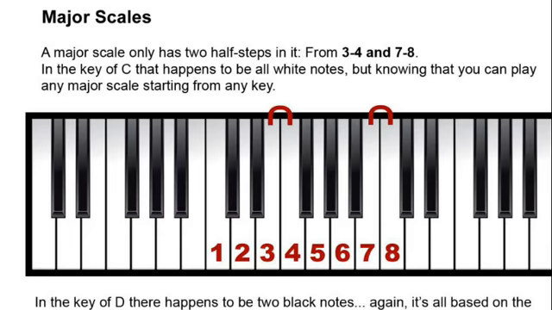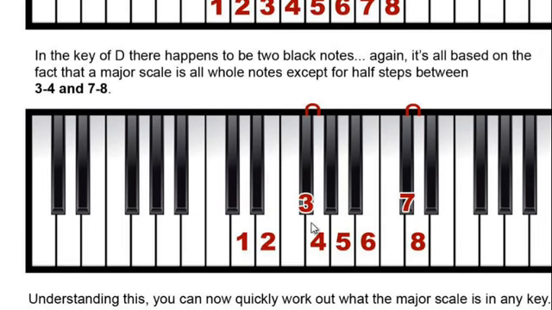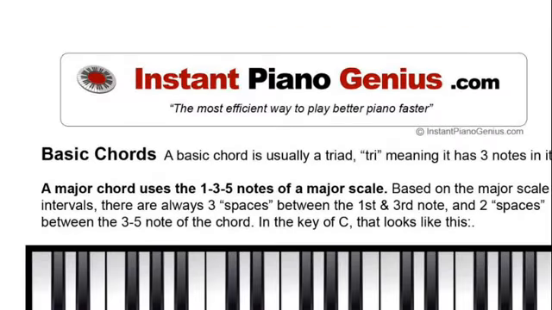Now that 3, 4, and 7 and 8 is the same no matter what key you're playing in. So in the key of D, there's going to be 2 black notes, but black notes and white notes are the same. It doesn't matter. There's no difference between them. The only thing is that there's a half step between the 3 and the 4 and between the 7 and the 8. And just go back and watch the videos to remind yourself of that. But that's just a quick way to check back to this chart to remind yourself how to play any major scale.